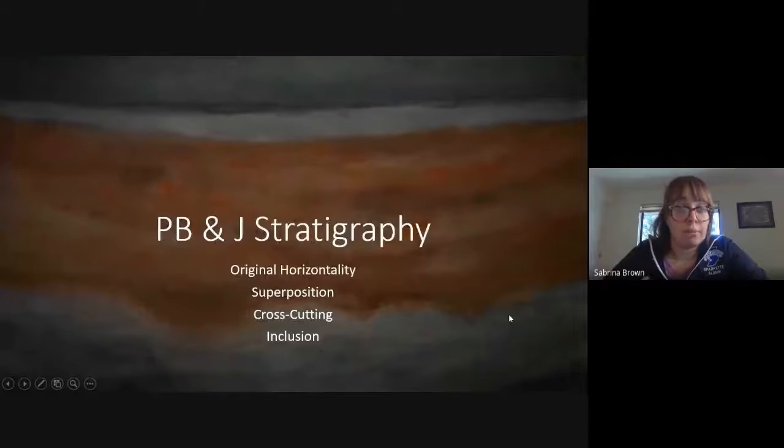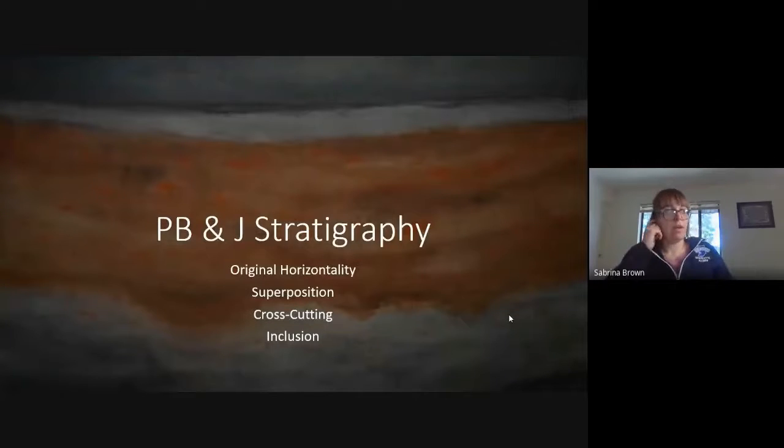So a really good example of this, like a model of this in the real world, maybe you can think of making a peanut butter and jelly sandwich. This is something we did in school and I loved it as a kid. If you're making that on the counter, you have original horizontality where you put the bread down and then you put the peanut butter on and then you put the jelly on and then you put your other piece of bread on top. That would be original horizontality.